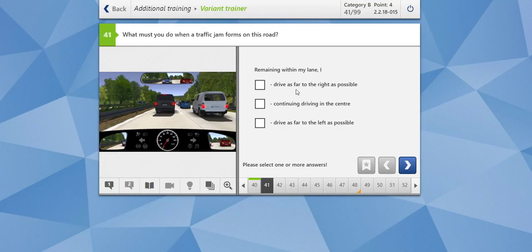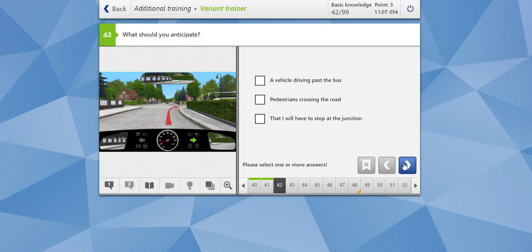Remaining within my lane, I drive as far to the right as possible, continue driving in the center, or drive as far to the left as possible. Since we are in the left lane, you have to drive as far to the left. If you were in the right lane, then you would have to drive as far to the right. Let's look at the answers. Our answer is correct. Moving towards the next question.